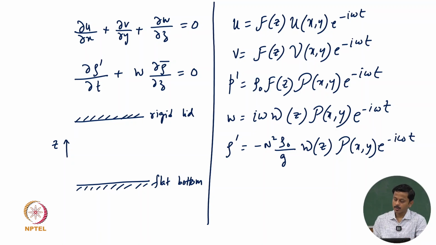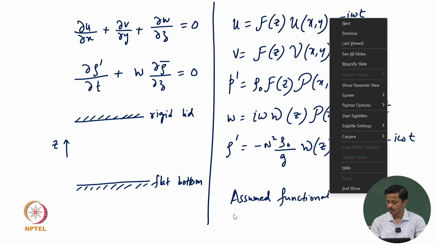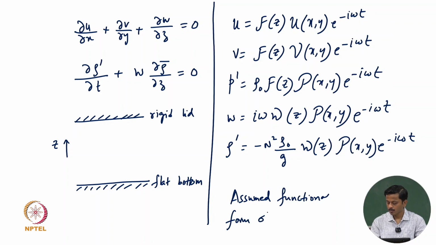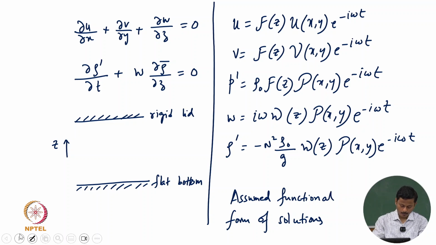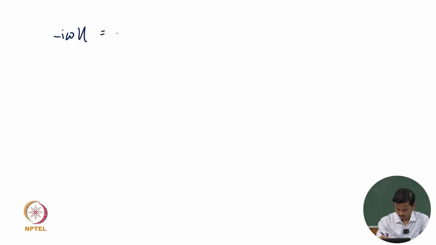So we have assumed that the variables can be separated, and using these assumed solutions, this assumed functional form of solutions, in the governing equation, you just have to differentiate with respect to time and space.